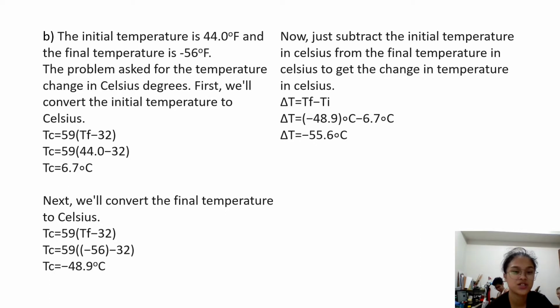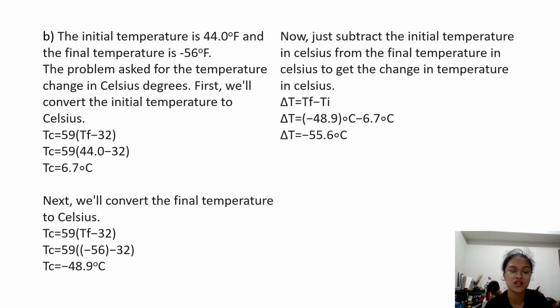The initial temperature for B is 44.0 degrees Fahrenheit, and the final temperature is negative 56 degrees Fahrenheit. So we'll convert both of these temperatures into Celsius. We will be using the equation of temperature in Celsius equals 5/9 multiplied by the temperature in Fahrenheit minus 32. So first we plug in the initial temperature, which is 44.0 degrees Fahrenheit, and we will be getting 6.7 degrees Celsius. So now we'll convert the final temperature into Celsius.